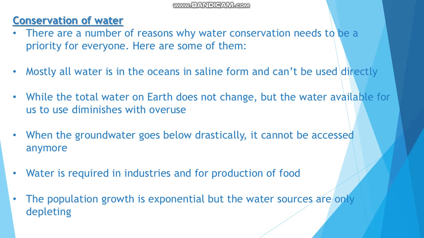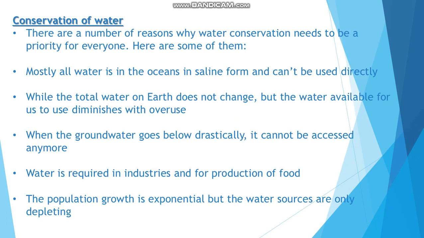How can we conserve water? Conservation of water means the wise and careful use of water by not wasting it and also maintaining its quality. It can be conserved in the following ways. All water in the oceans is in saline form and cannot be used directly. So the total water on the earth does not change, but the water available for us to use diminishes with overuse.